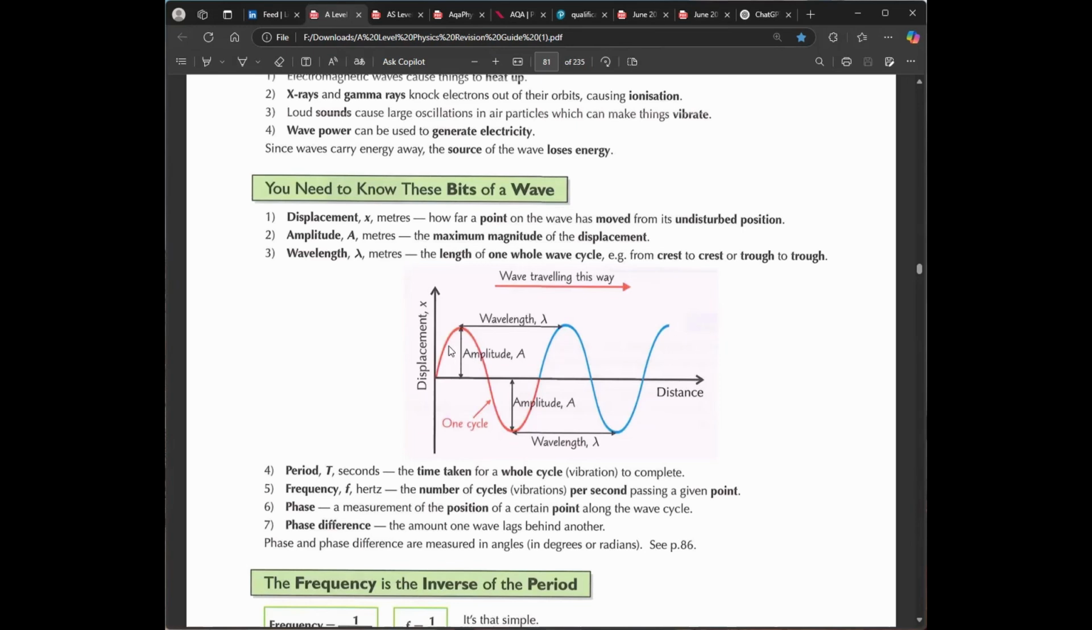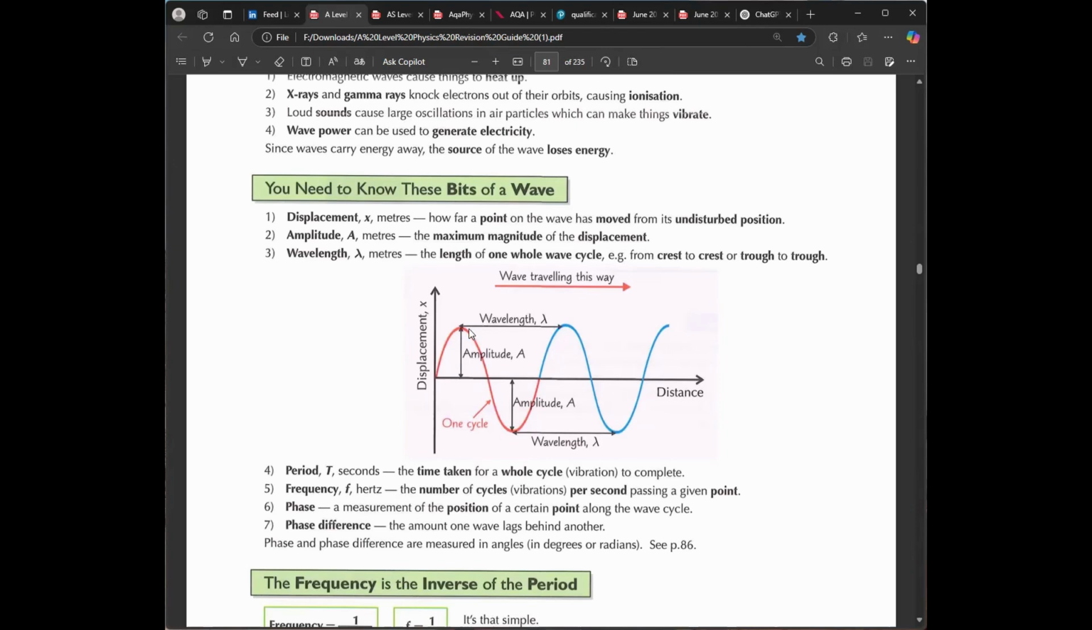If I take any point, for example this one, whatever its distance from the mean position is would be its displacement. The maximum distance it travels from the mean position is called amplitude. So this is amplitude. Displacement could be equal to amplitude when the material has moved its maximum position from the mean, and amplitude is just that maximum distance from the mean.